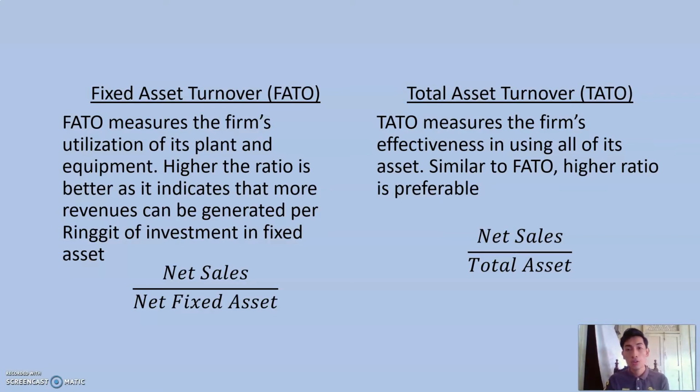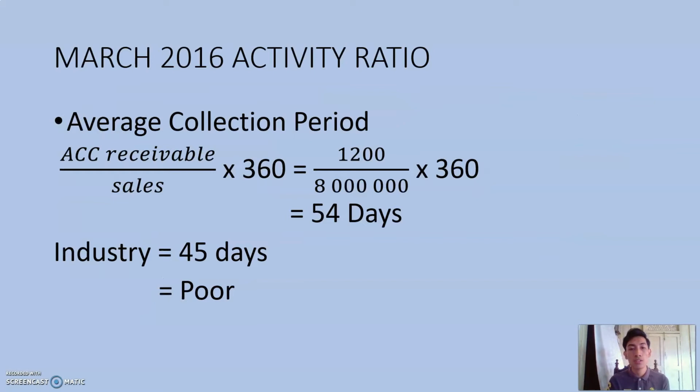Okay, now let's jump to the question for March 2016. In this question, it wants us to find the average collection period, or ACP, and also fixed asset turnover. For average collection period, as we know, the formula is accounts receivable divided by sales times 360. In this question, the amount of accounts receivable is 1,200 and the sales is 8 million. So we divide 1,200 by 8 million and then times 360, we will get 54 days.